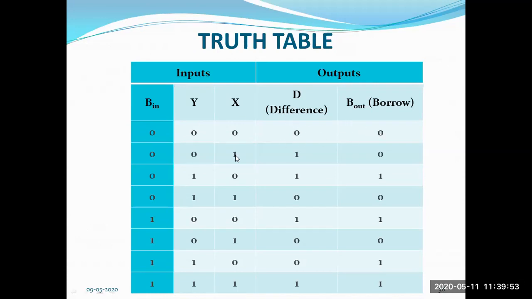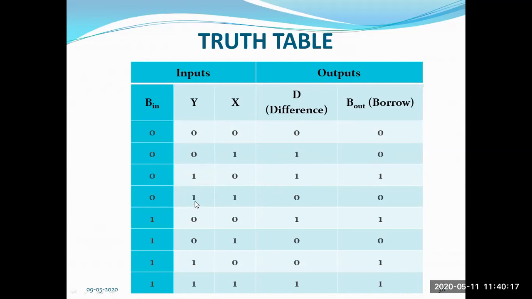Now we are going to subtract 1 minus 0 is 1. 1 minus 0 is 1. There is no borrow. So here 0 minus 1, we have to borrow. So this 0 will become 10. 10 minus 1 is 1, and 1 minus 0 is 1. The borrow is also 1.